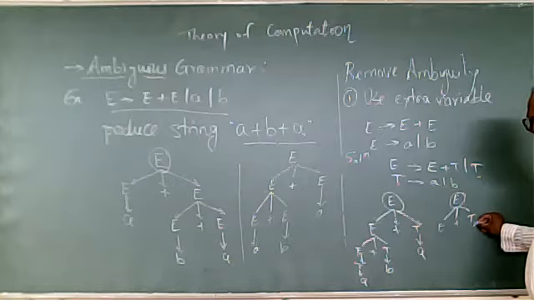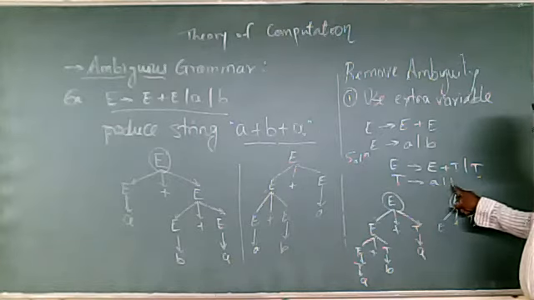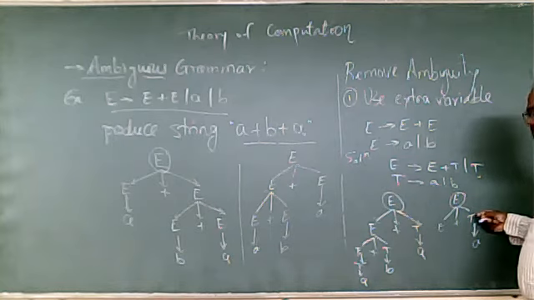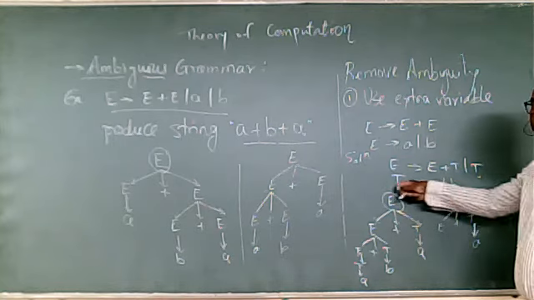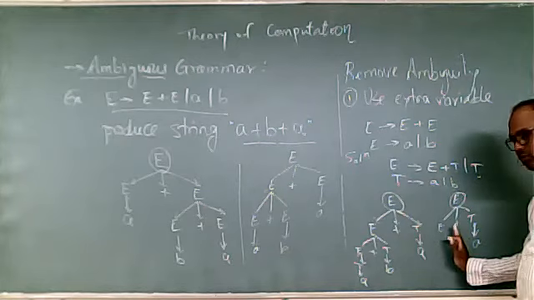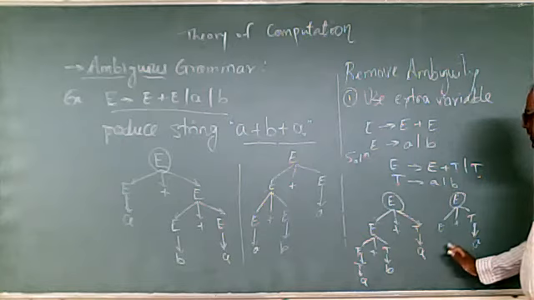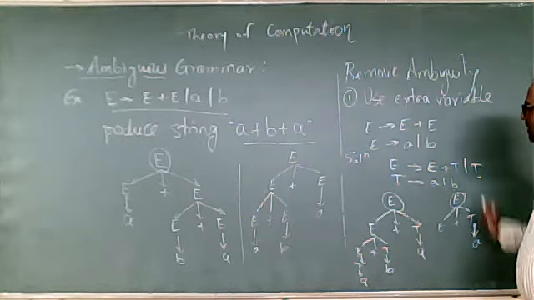T is directly a terminal. I can use the A or B terminals. So I want A, so I will generate it with A. This is not expandable. So I have to expand only the left hand side, that is the E. So we will not get another parse tree for the same string.